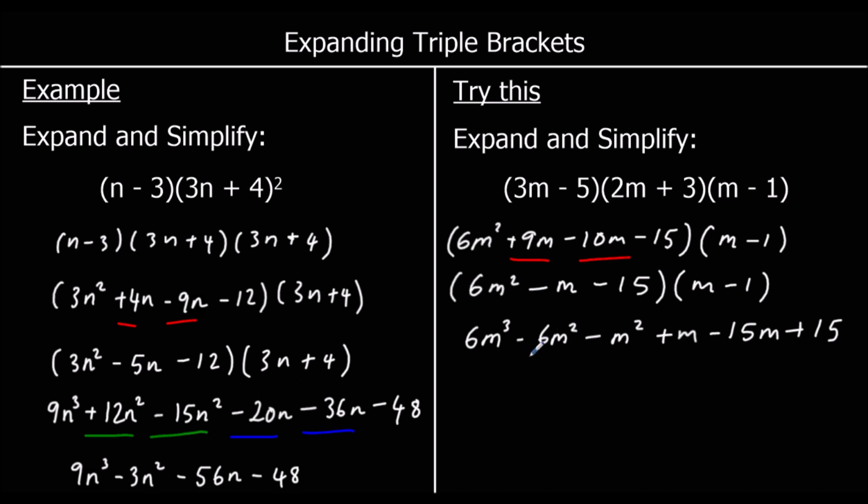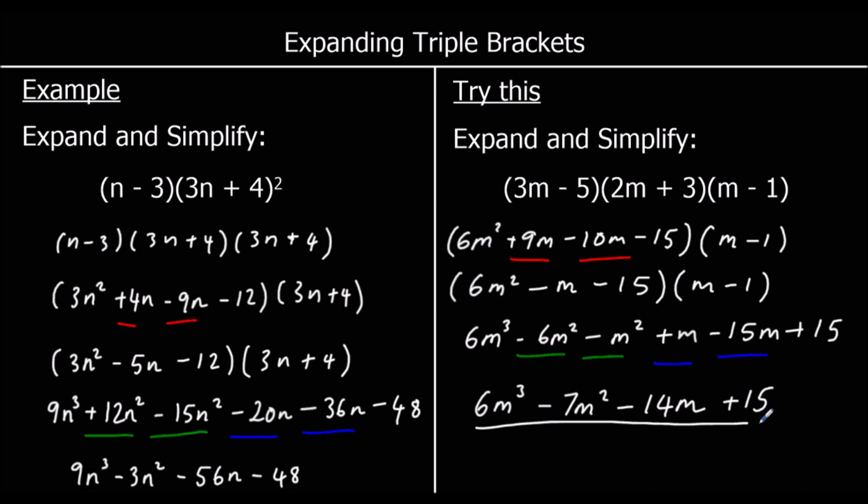So let's collect the like terms. We've got 2m squared terms. We've got 2m terms. So we've got 6m cubed. We've got negative 6m squared, take away another m squared, which is negative 7m squared. We've got 1m take away 15m, which is negative 14m. And we've got plus 15 on the end. So that is the answer.